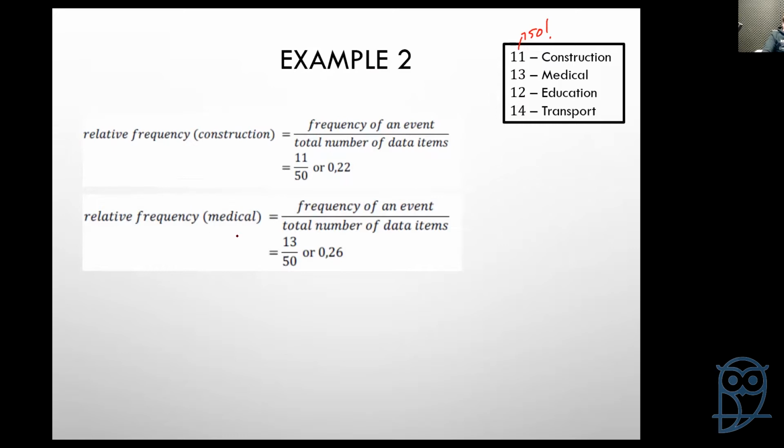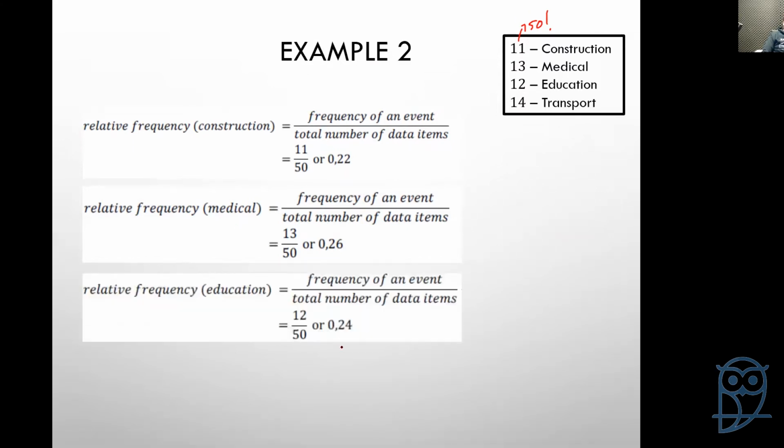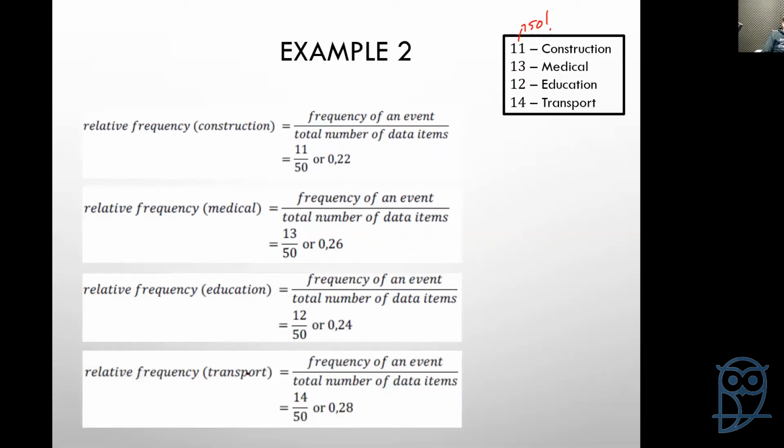All right. Next one, we do education. And education is my 12 people out of my 50, 0.24 as a decimal, that is exact as well. And then lastly, when it comes to transport, it is 14 people out of 50, 0.28 as a decimal. So we can add these up.